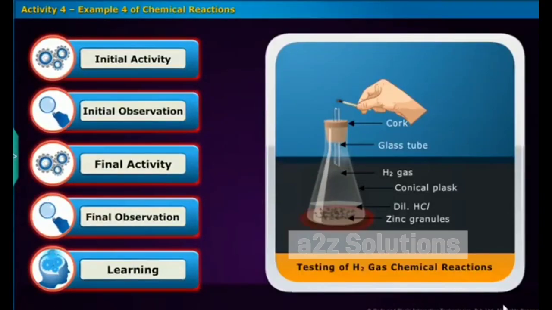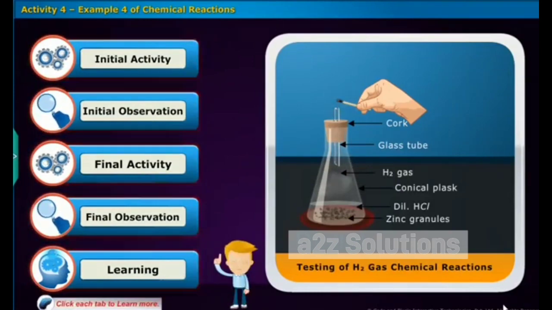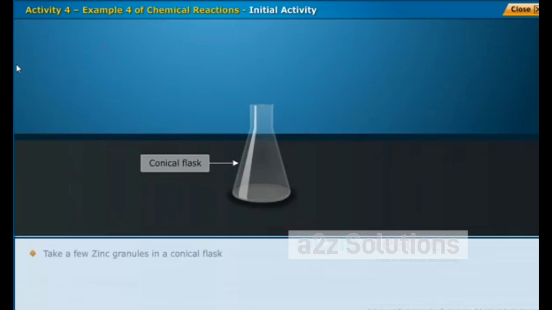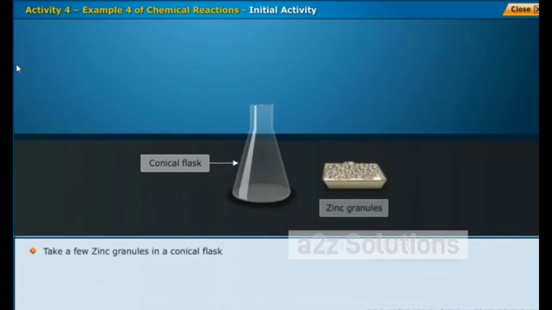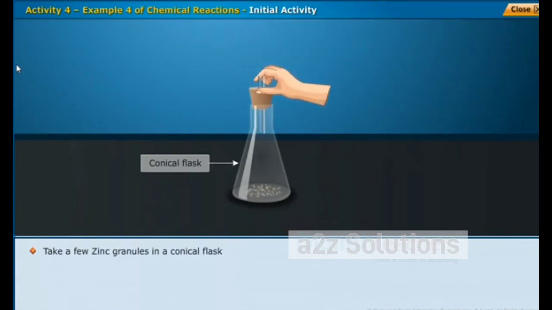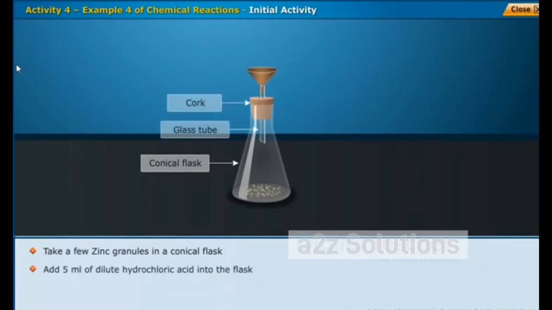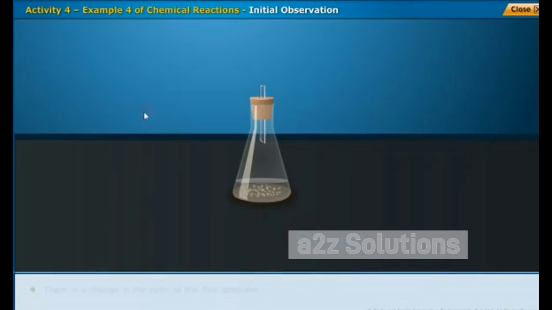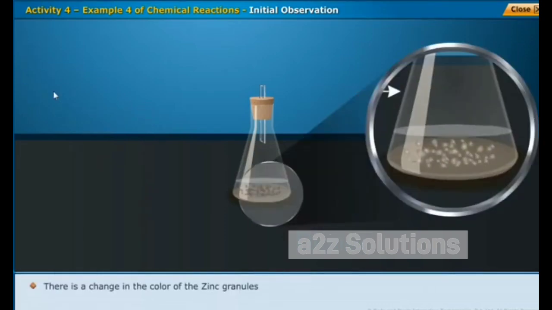Now let us do another activity to learn about chemical reactions. Click each tab to learn more. Take a few zinc granules in a conical flask. Add 5 ml of dilute hydrochloric acid into the flask. Make a note. Be careful while handling the acid. There is a change in the color of the zinc granules.